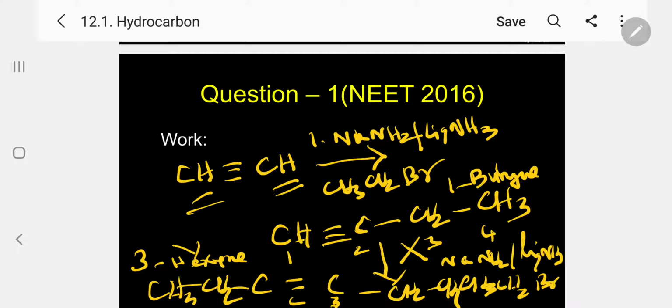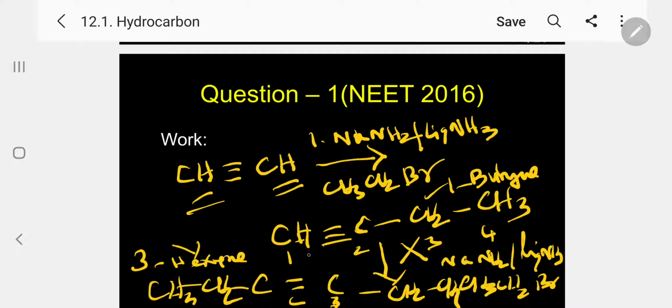This is 3-hexene. So X and Y will be 1-butene and 3-hexene. Kindly follow, please have it in mind, clear? So in this first step, the hydrogen will be substituted by sodium. The sodium will be substituted by ethyl bromide. The first product X is formed, that is 1-butene.